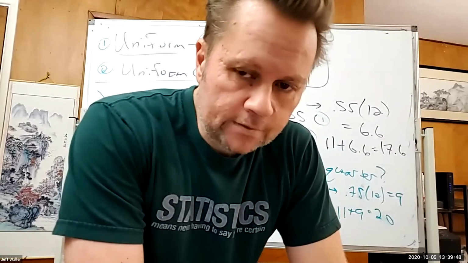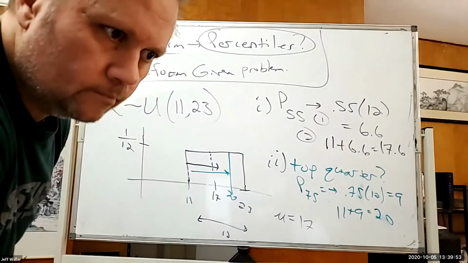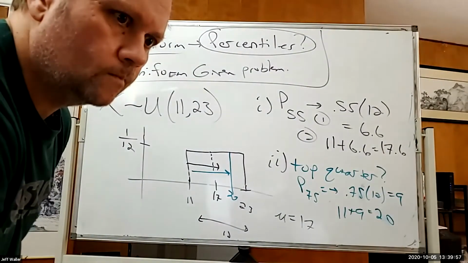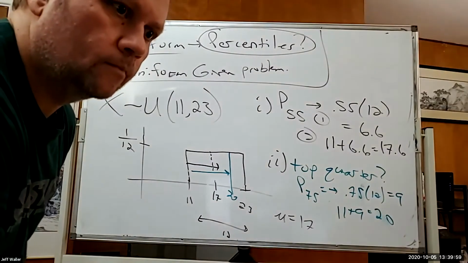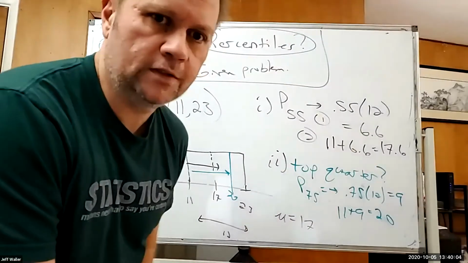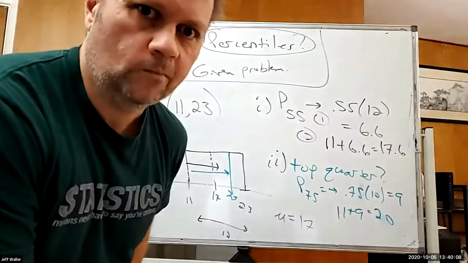I have a question. If the data started at 0, and you got 6.6, would 6.6 then be the answer and not 0 plus 6.6, which would just be 6.6? Yep. Okay. Thank you. You're welcome.